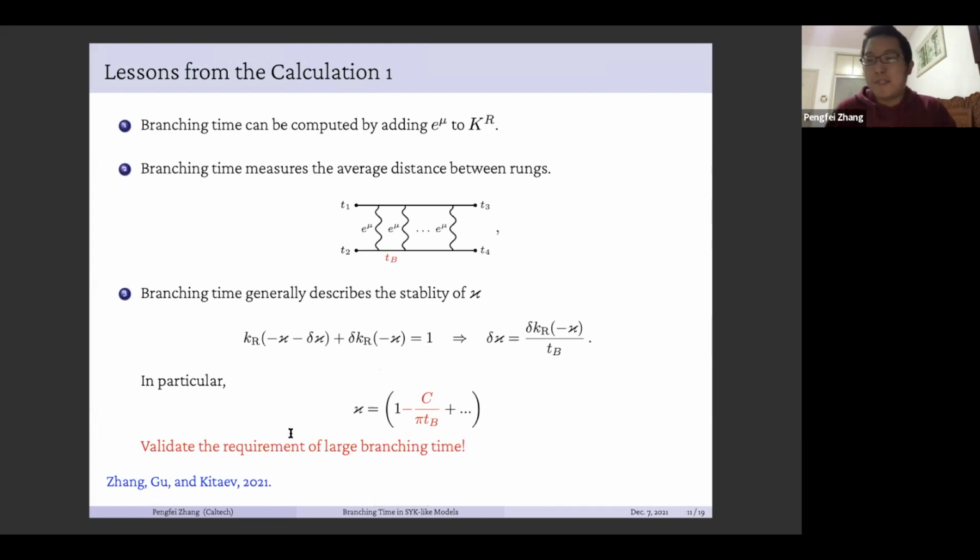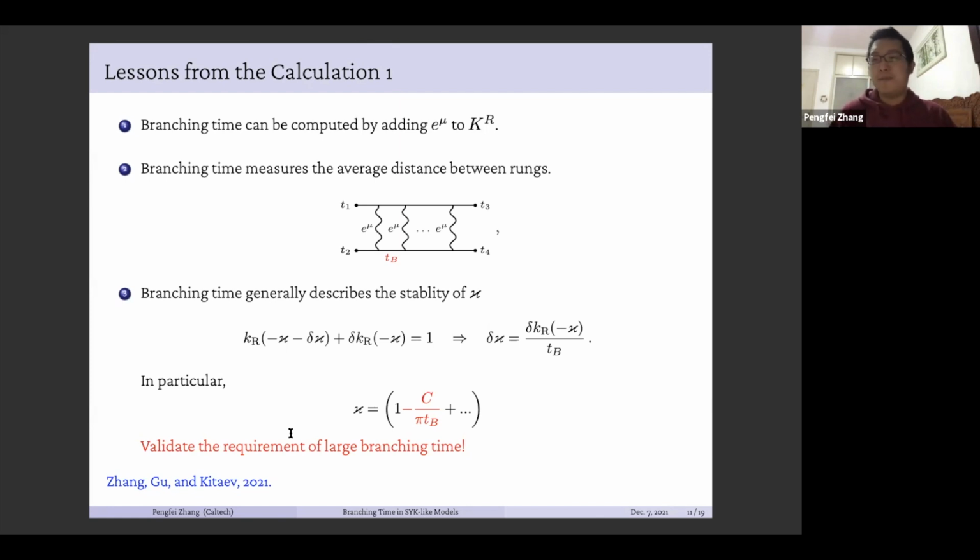So what do we learn from this simple calculation? The first thing is that the branching time can be computed by adding this e to the mu factor, asking what the Lyapunov exponent is, and taking the derivative of the Lyapunov exponent with respect to mu. This is useful because in the literature, there are many different methods to approximately compute the quantum Lyapunov exponent. Now, having this relation, we can immediately translate an approximation for the quantum Lyapunov exponent into an approximation of the branching time.